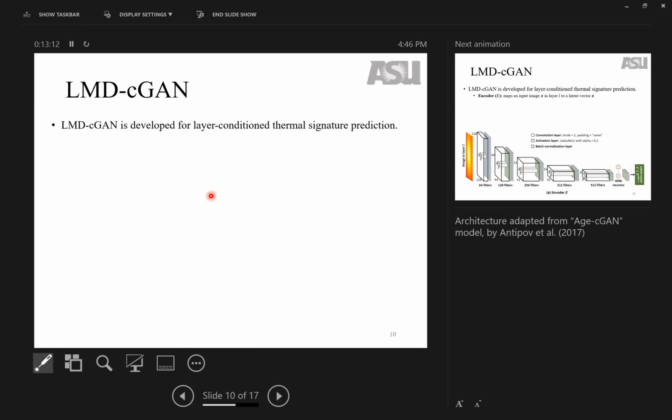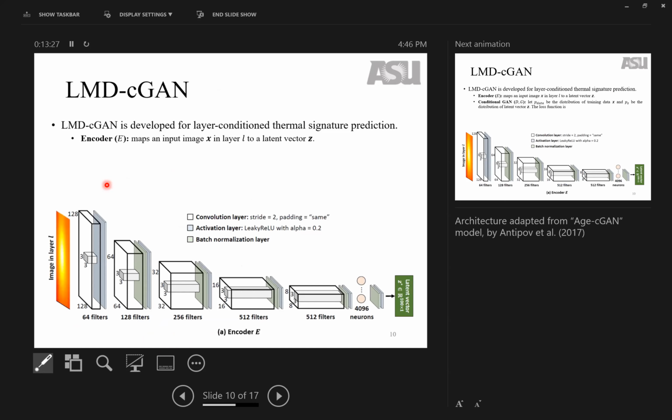To handle this challenge, I proposed this LMBCG model. It is a more advanced version of the conventional GAN, customized for thermal signature prediction. First of all, it uses an encoder to learn from real images from a finished LMB part. This is the model architecture of that encoder. It is like a convolutional net, and it takes a real image from layer L, learns from it, and outputs a noise vector Z star.